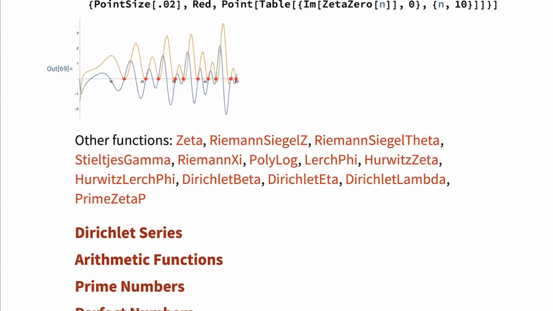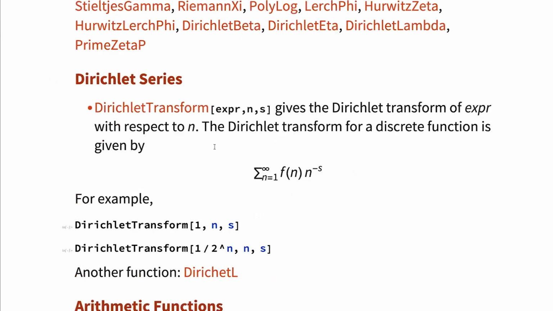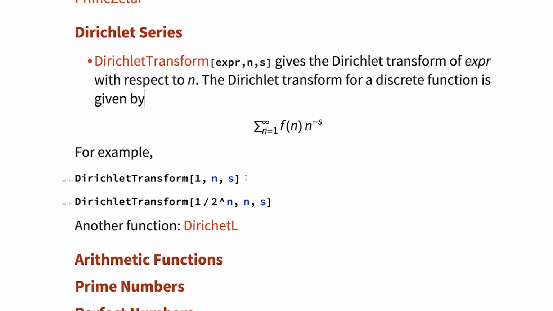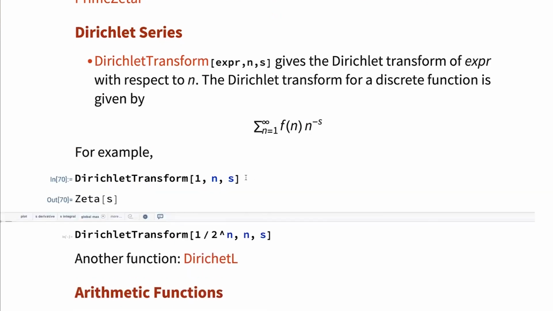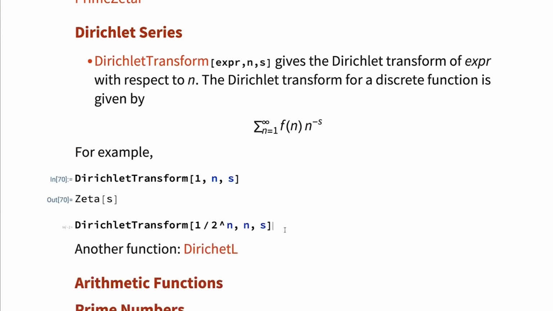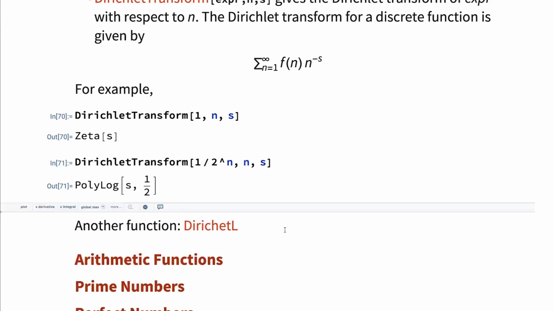Or Dirichlet series. One of the functions here is DirichletTransform, which gives the Dirichlet transform of an expression with respect to n. The Dirichlet transform for a discrete function is given by this formula. For example, here we get the Zeta, and here we get the PolyLog. Another function is DirichletL.